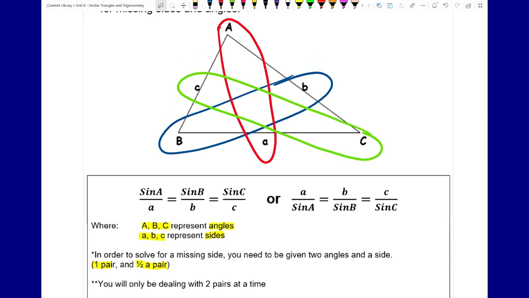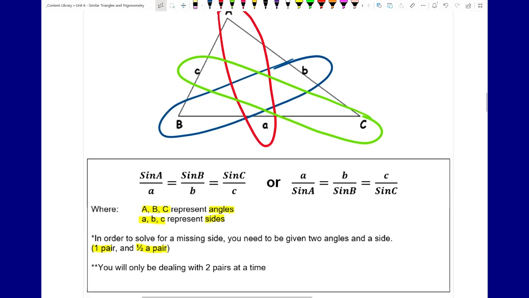And now with sine law, it is going to be very similar when we're finding angles or sides. So don't worry too much about, do I have the right information? Do I have two sides and an angle? Focus on the full pair and a half pair, because that will be your key indicator of if you can use your sine law. Now we're only going to be dealing with two pairs at a time.